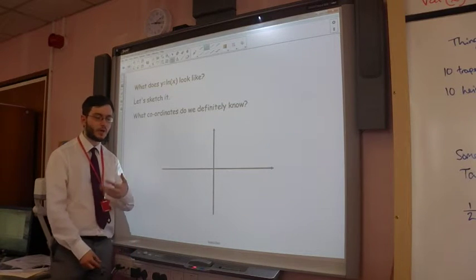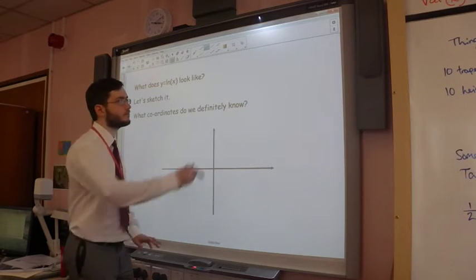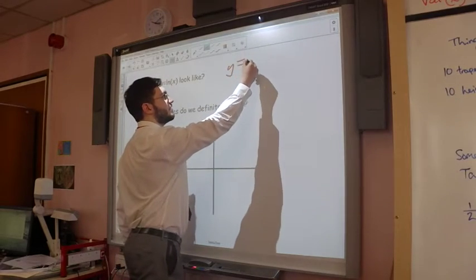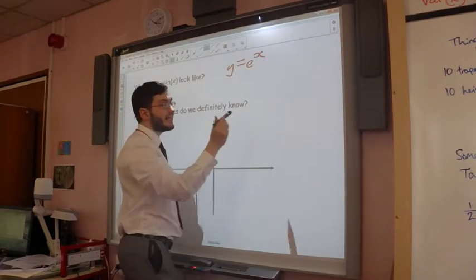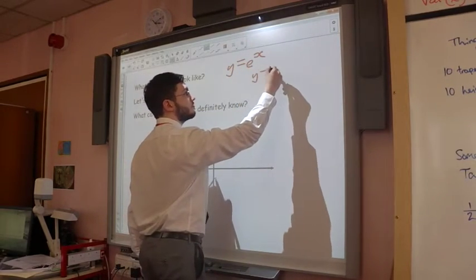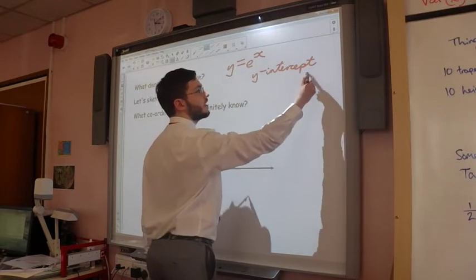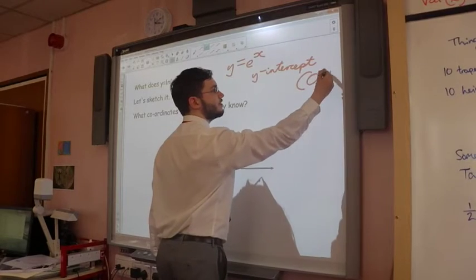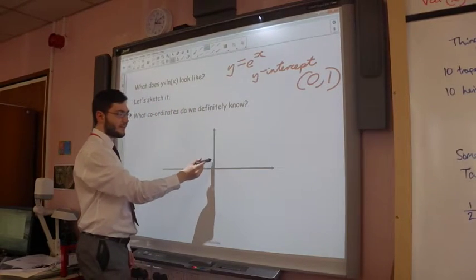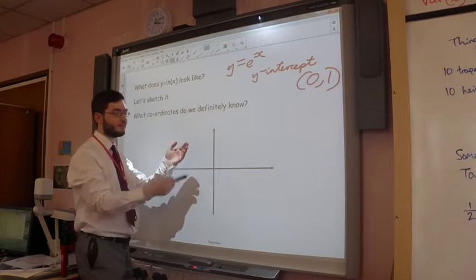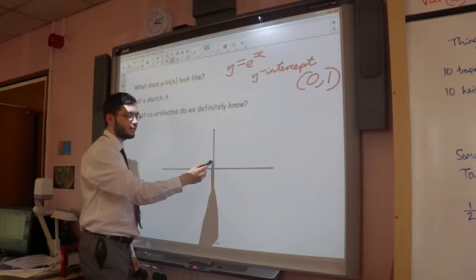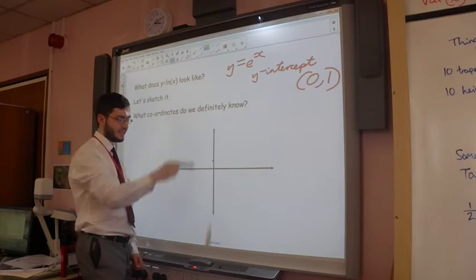Now let's think about y equals e to the x again. Y equals e to the x has got a y-intercept of (0, 1). Do you remember? It intercepts there because e to the power of 0 equals 1. So that's our intercept for y equals e to the x.